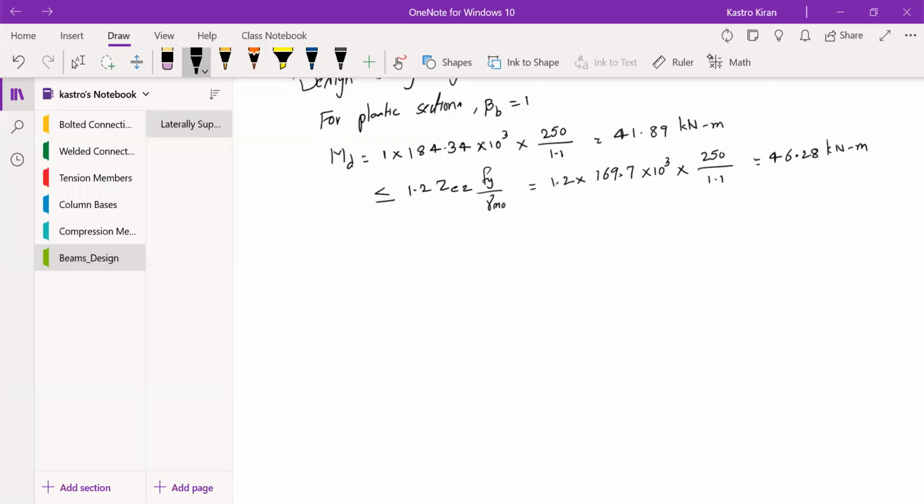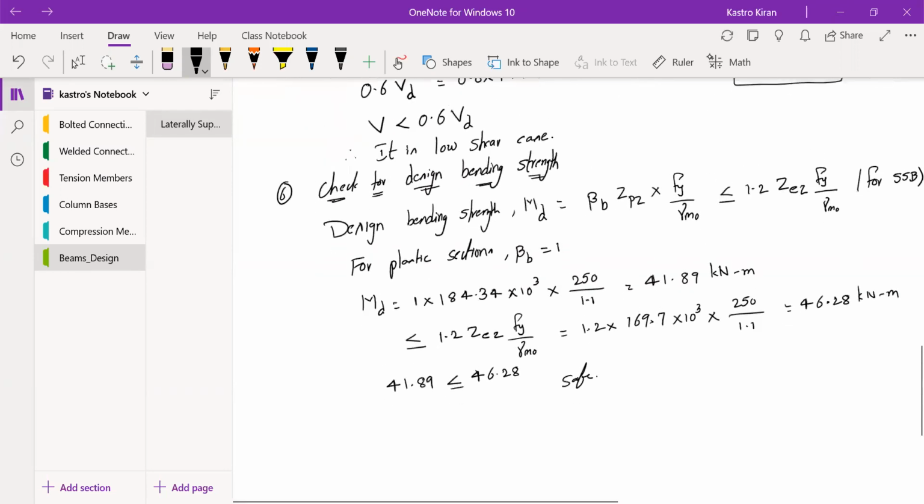That means the value of MD, which is 41.89, is less than or equal to 46.28, right? So therefore, it is also in safe zone. Now the last step which you have to find out is the check for deflection.